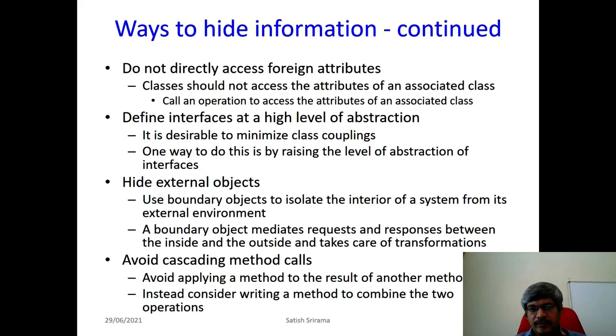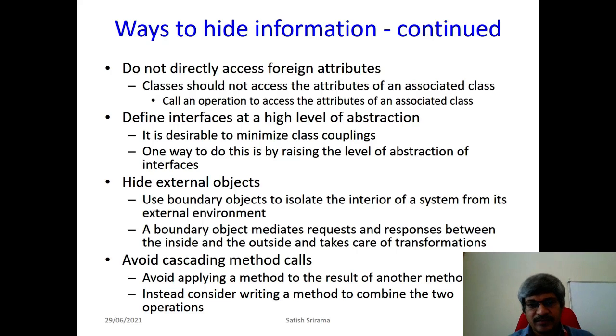Another way of hiding information is to not directly access foreign attributes. Say, for example, you have an association to another class: class 1 is associated with class 2, but don't directly access the attributes of class 2. Don't directly access the attributes of the associated class. Call an operation in this associated class to access those attributes. That is how we should be doing it. So do not directly access the foreign attributes.